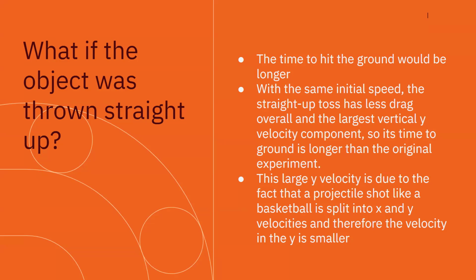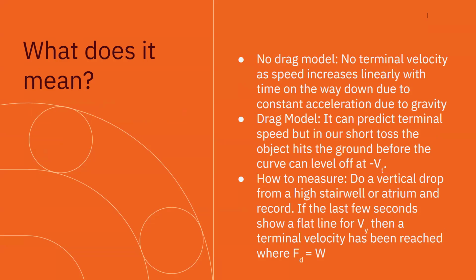What if the object was thrown straight up? With the same initial speed, the time to hit the ground would actually be longer, and this is due to the fact that there'd be a larger y velocity since the projectile's speed is no longer split into x and y components, and all of the initial speed is only in the y, and therefore the velocity in y would be larger when it's thrown straight up, and it would take longer to hit the ground.